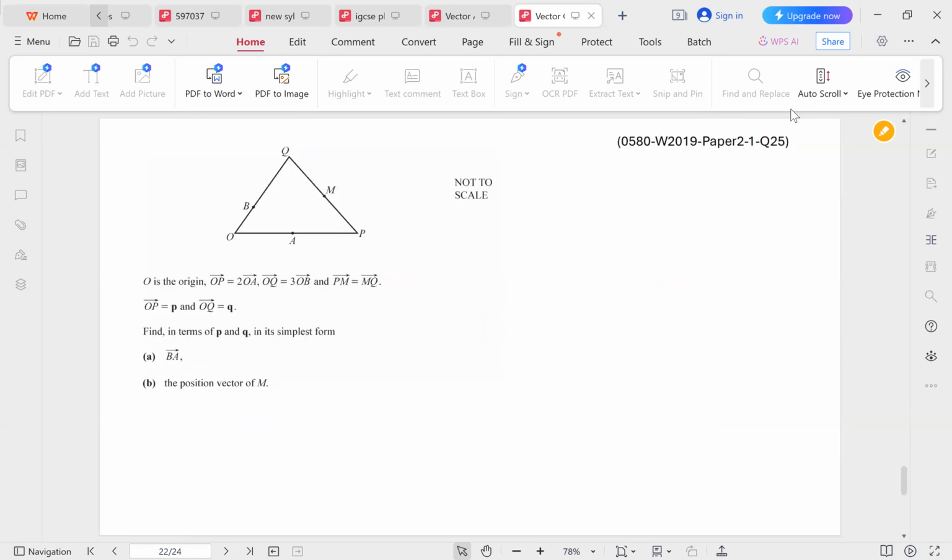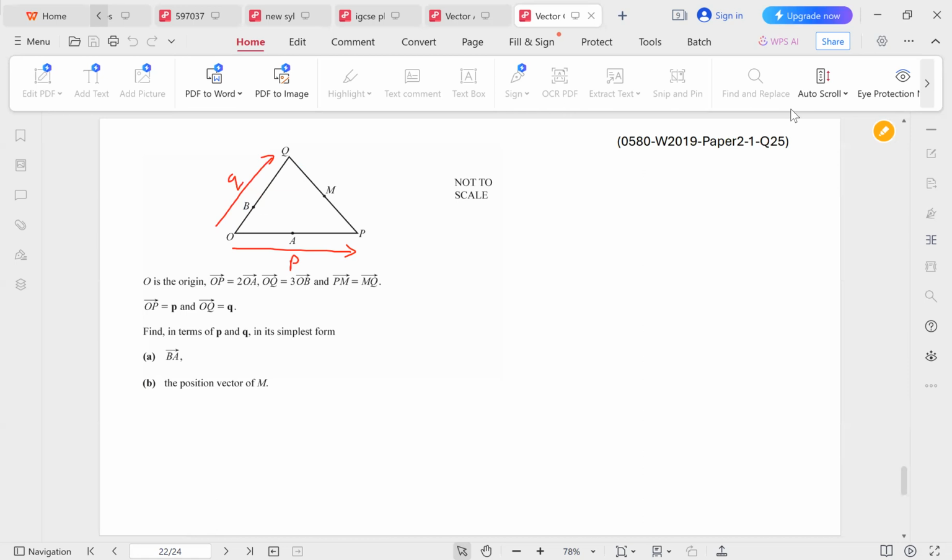Now for the final question in this video, we have O is the origin, OP equals 2OA, OQ equals 3OB, and PM equals MQ. OP equals P, OQ equals Q. So let's write these down at least on the drawing. So this is P and this is Q. Find BA and the position vector of M.